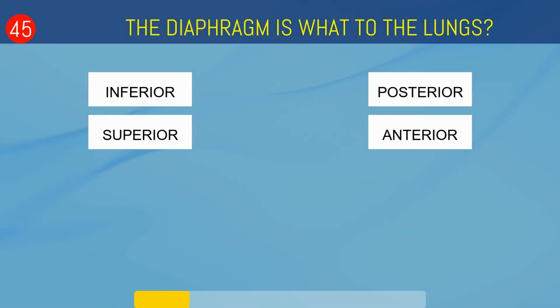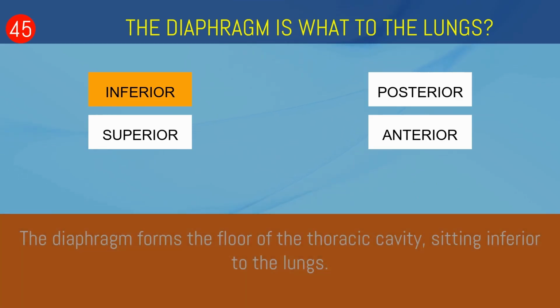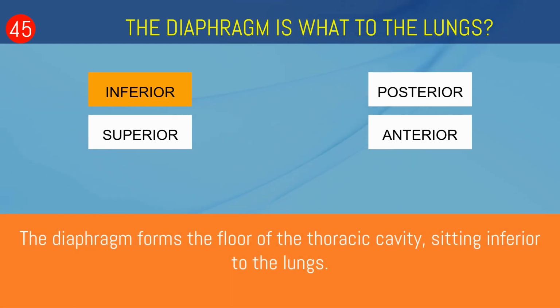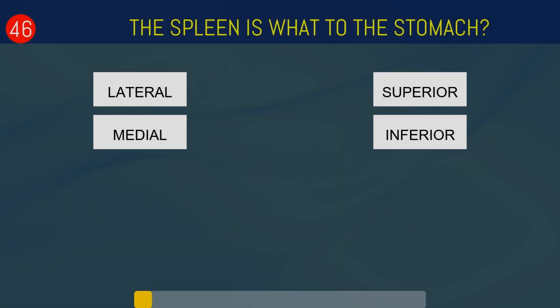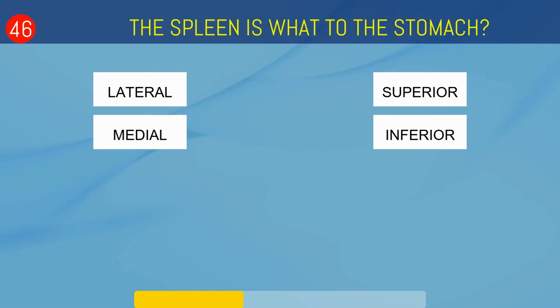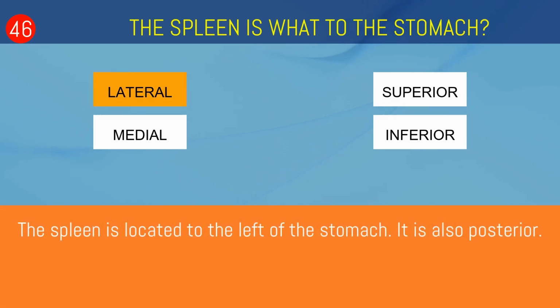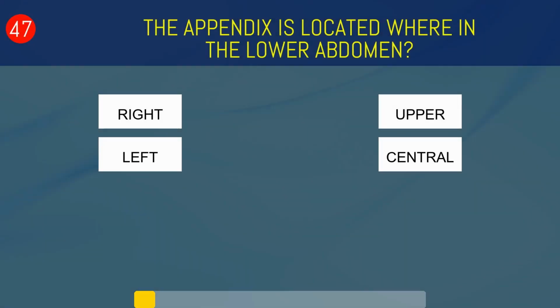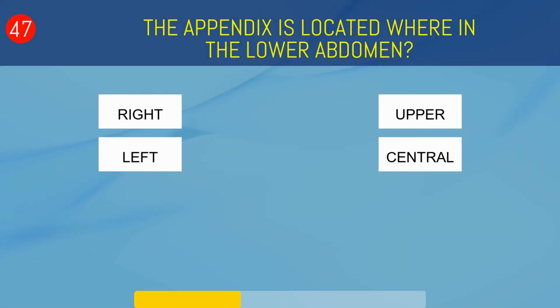The diaphragm is what to the lungs? Inferior, superior, posterior, or anterior? Inferior. The diaphragm forms the floor of the thoracic cavity, sitting inferior to the lungs. The spleen is what to the stomach? Lateral, medial, superior, or inferior? Lateral. The spleen is located to the left of the stomach. It is also posterior. The appendix is located where in the lower abdomen? Right, left, upper, or central?